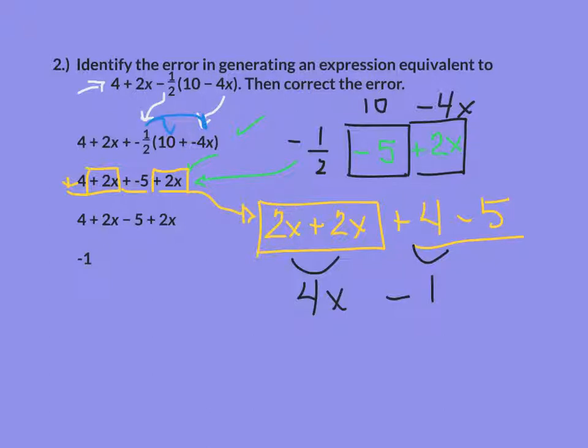So this would be my final answer, which is not here. The error came between these two places. What they did, obviously, was decide to subtract that second 2x instead of adding them together.